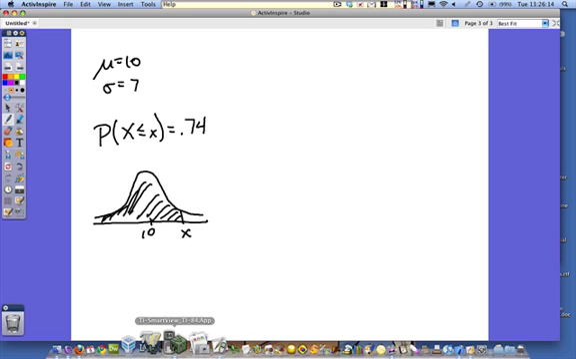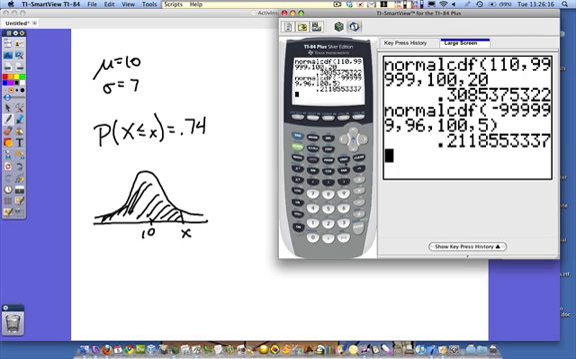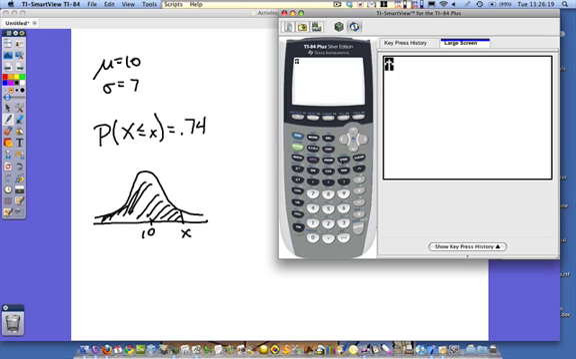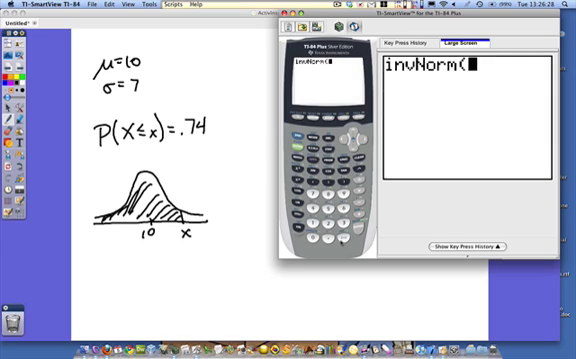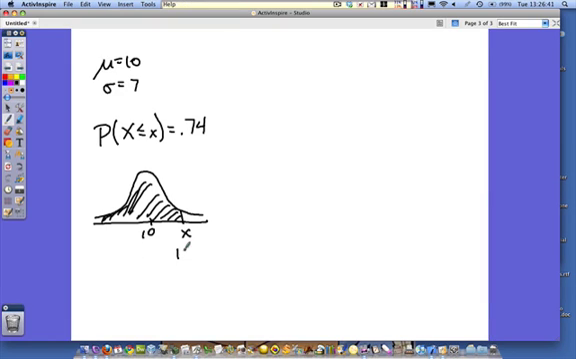Now we can look at the calculator. Our inverse normal asks for a left tail area, which is exactly what we have, because we're shaded to the left of x. So inverse norm, 0.74, 10, and 7. And what we get is 14.5034. So x is equal to 14.5034. There's that problem.